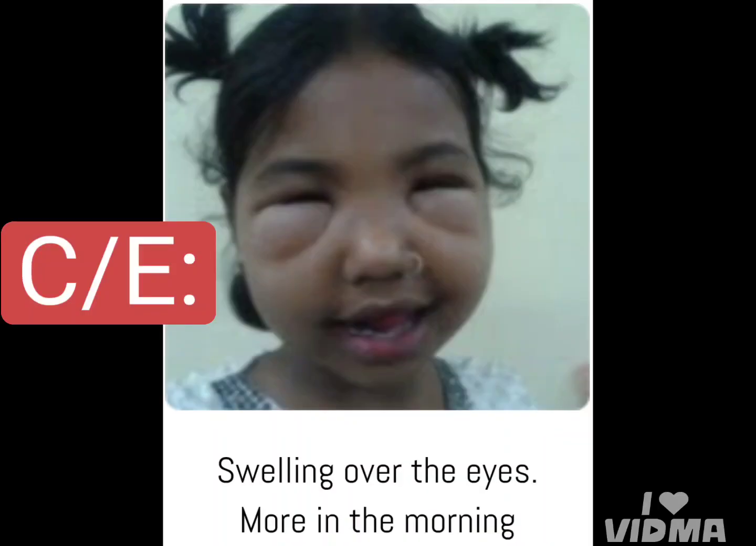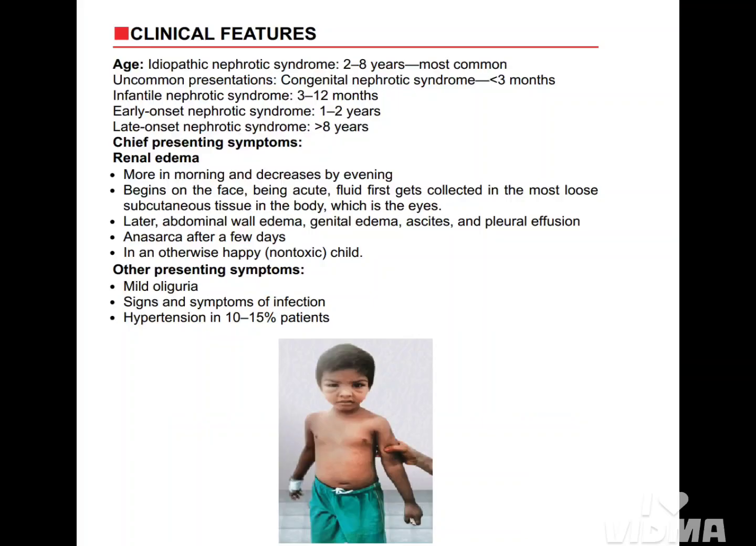Now the clinical features of nephrotic syndrome: swelling over the eyes, more in the morning and decreasing by evening, begins on the face. Fluid first gets collected in the loosest subcutaneous tissue in the body, which is around the eye. Later there is abdominal wall edema, genital edema, ascites and pleural effusion, and anasarca after a few days.